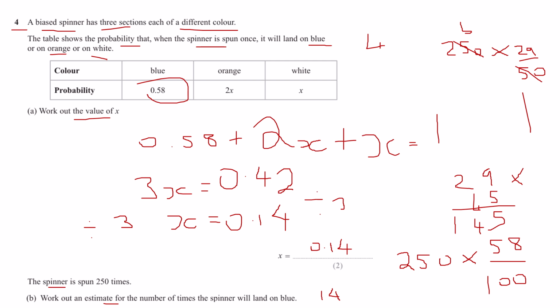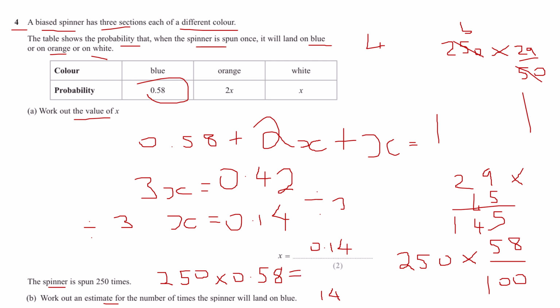So to work out the expected frequency, we do the number of times the event occurs multiplied by the probability of that event occurring. So we do 250 times 0.58. I just wrote it as a fraction here because I was doing it in my head. Because this sum is technically on a non-calculator paper, I'm trying to give you some advice to make the sum a bit easier.